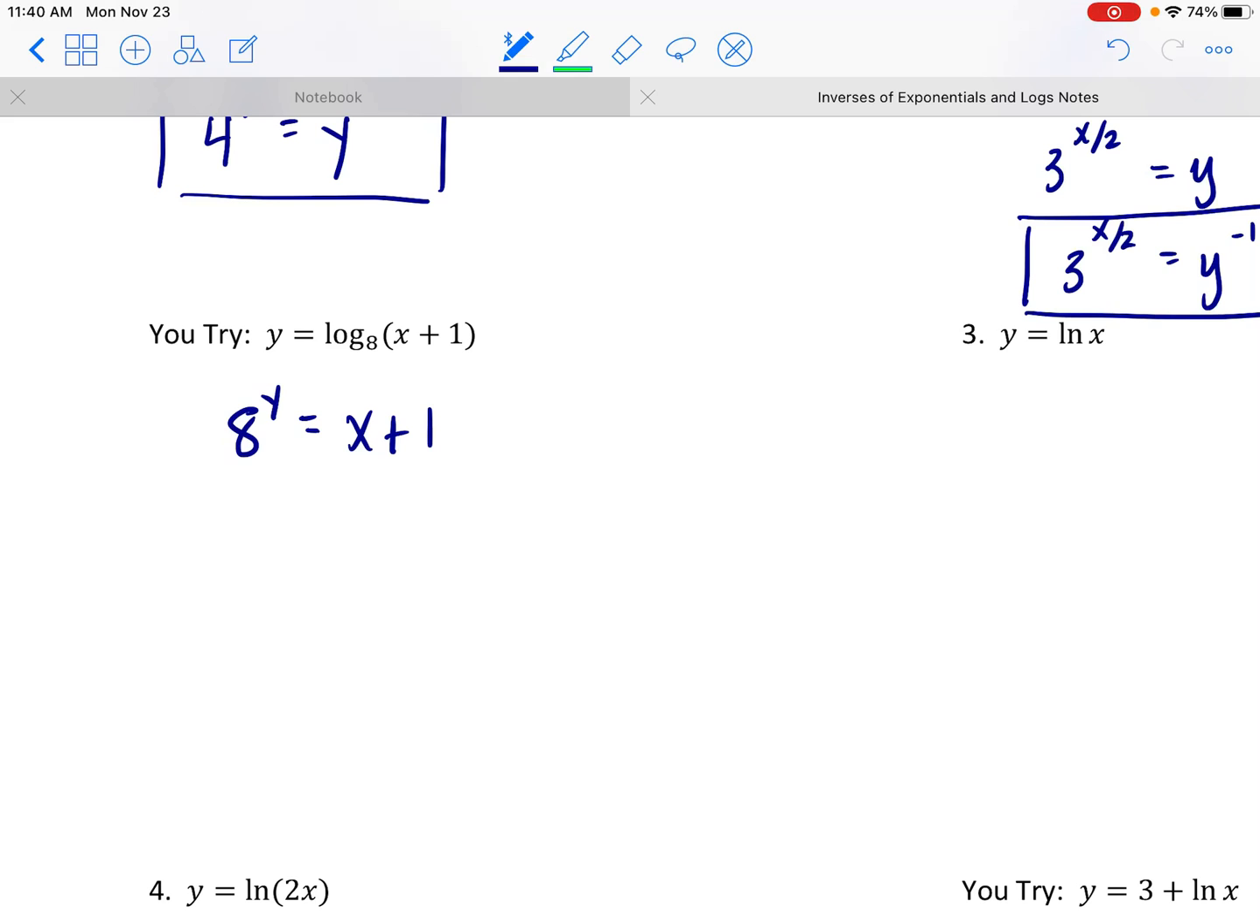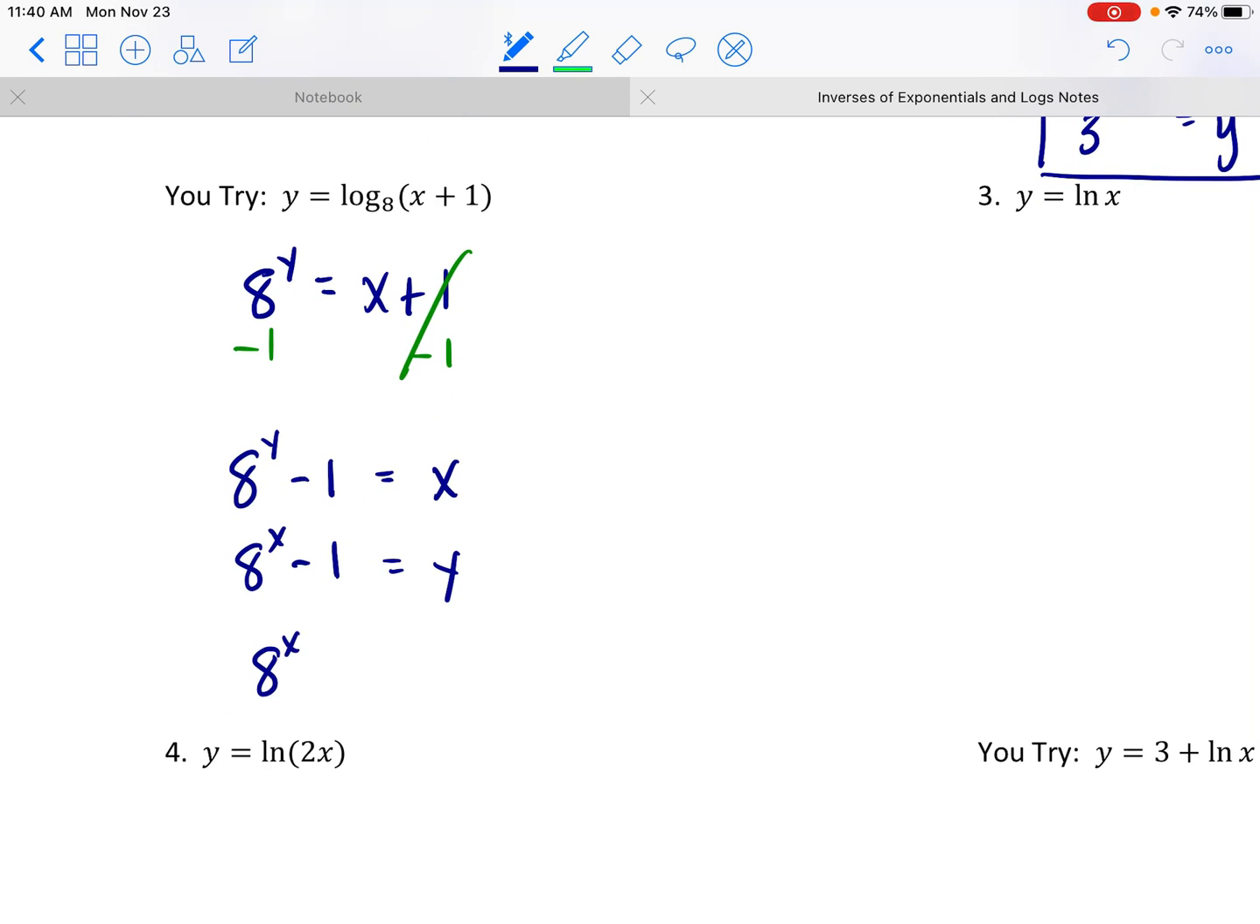So now if I want to solve for x, there's going to be an extra step here because x isn't by itself. Sometimes rewriting is enough to solve, sometimes we still have to solve. So we have 8 to the y power, then we have a minus 1 equal to x, which is now by itself. Now that it's solved for, we switch x and y. So 8 to the x power minus 1 equals y. And now we're going to call it the inverse. 8 to the x minus 1 equals y inverse.